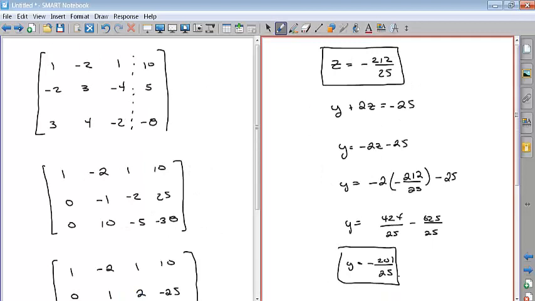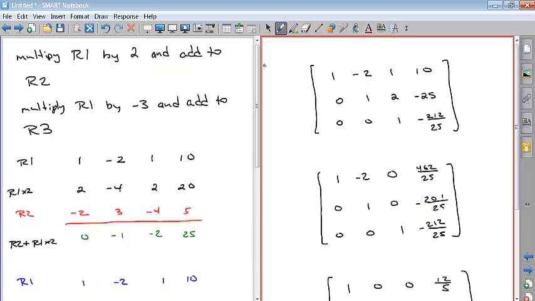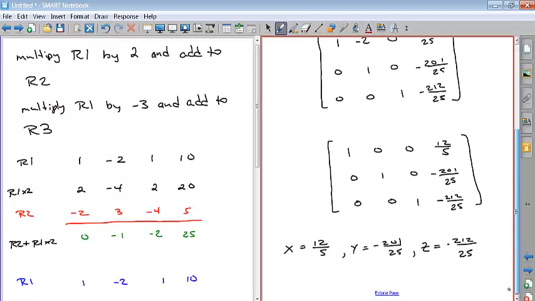But if we continue on with the matrix that we can use back substitution, and we proceed to a matrix that is of this form, 1, 0, 0, 0, 1, 0, 0, 0, 1, this column is your solution to the equations. So that is section 8.1.